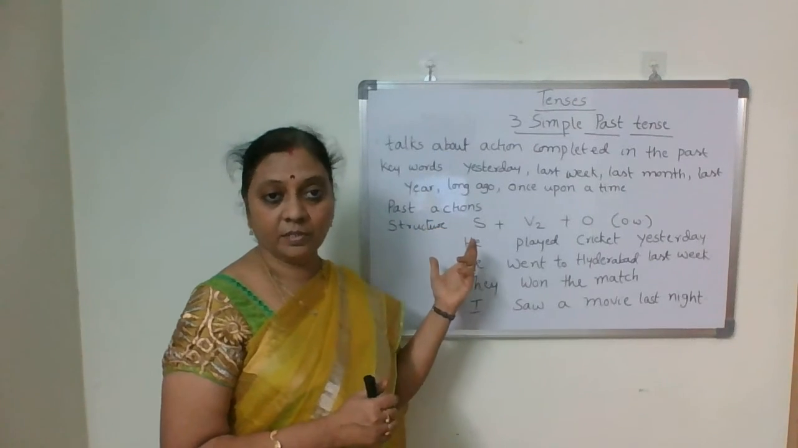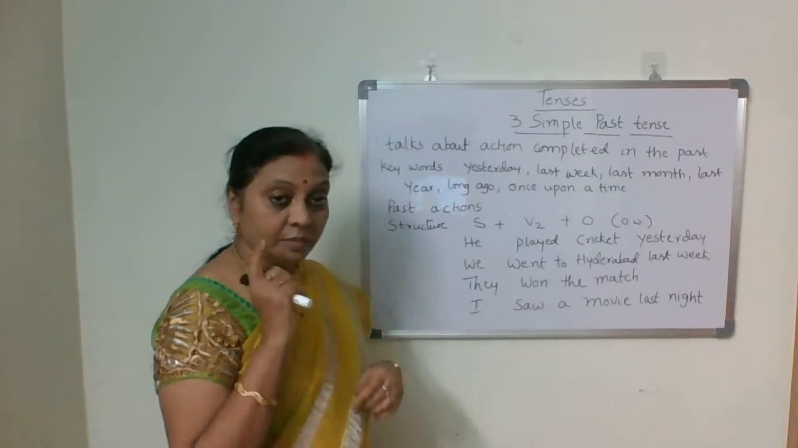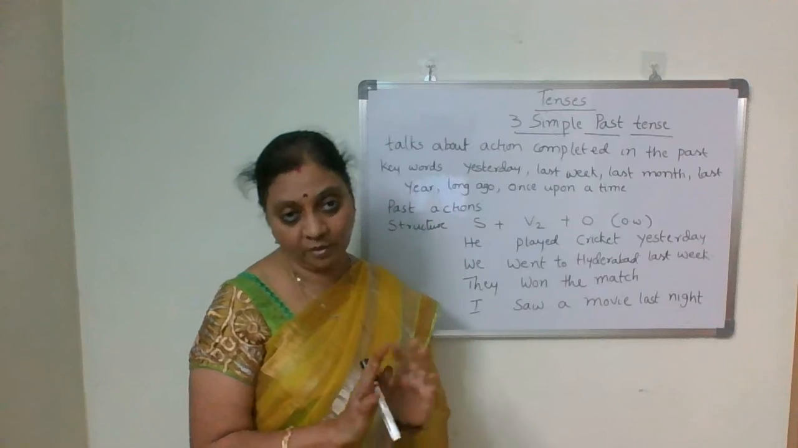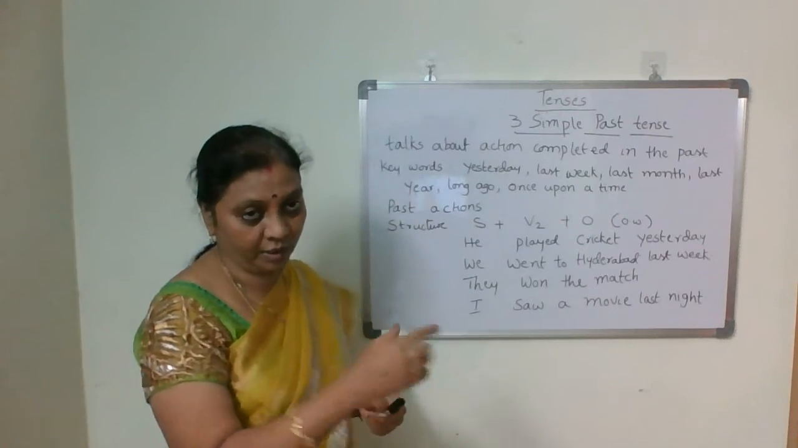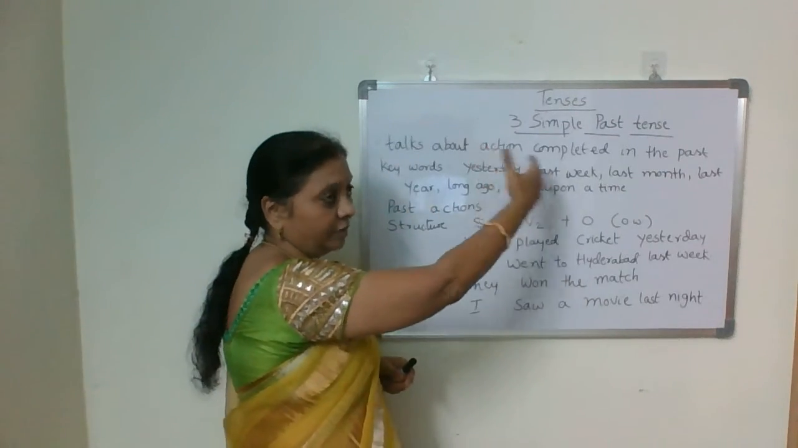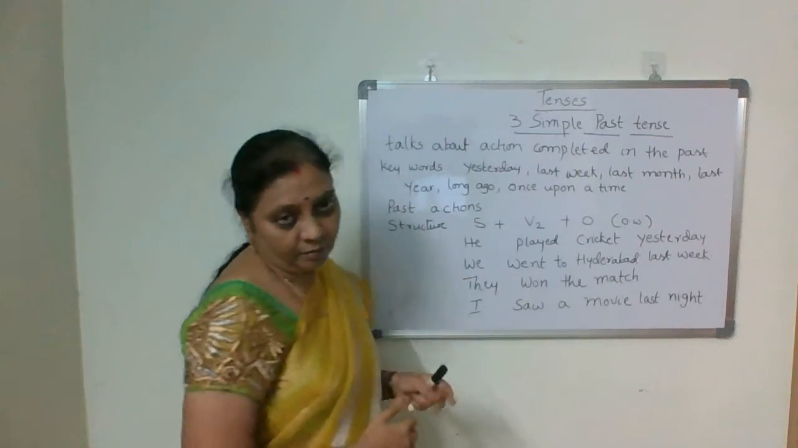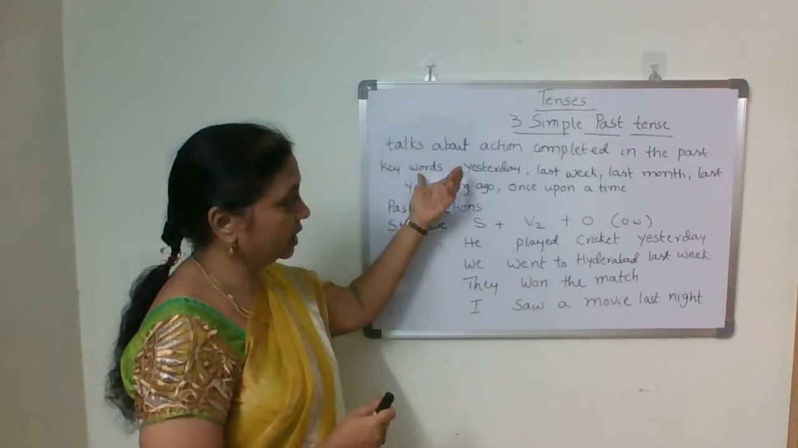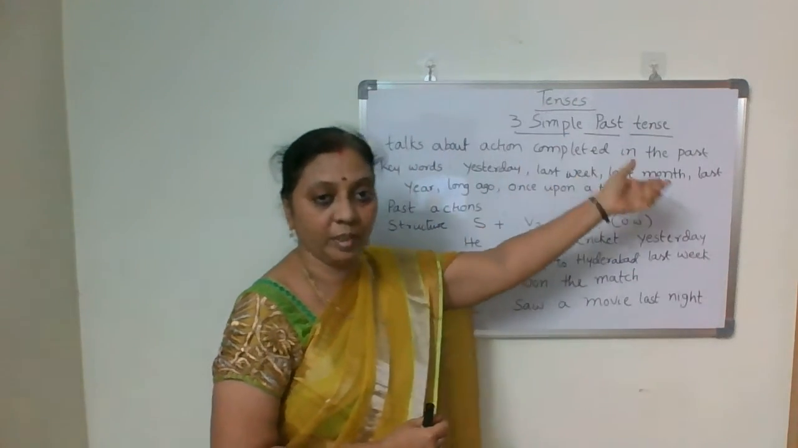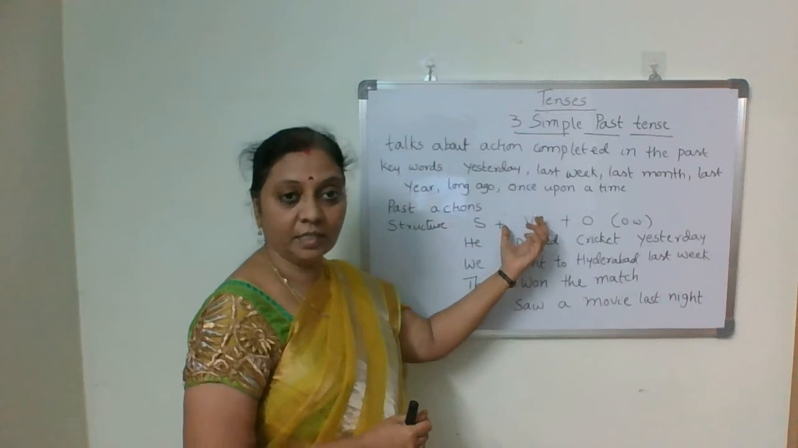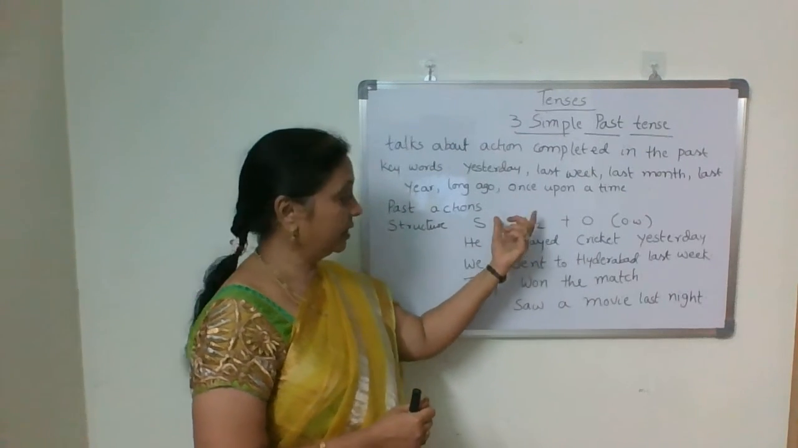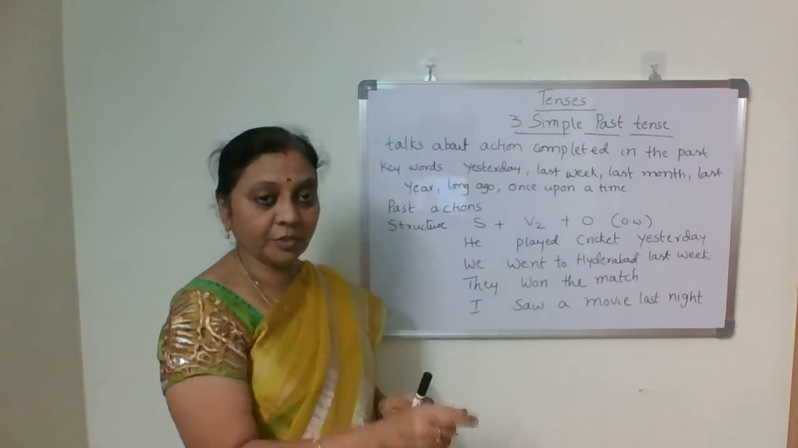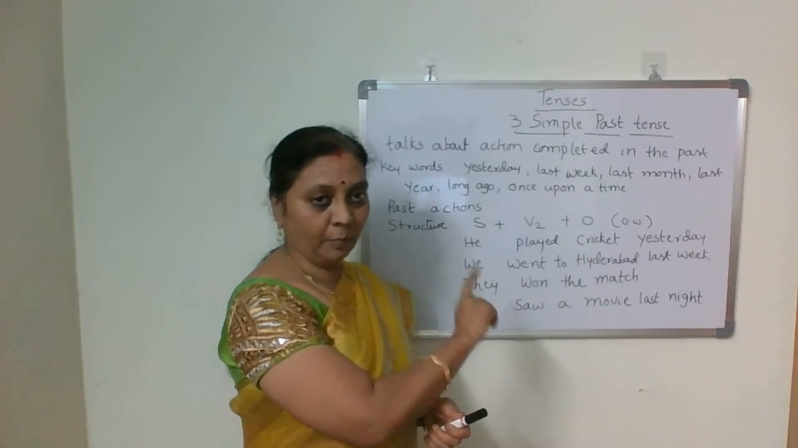Then what is the structure for this? Subject plus V2 plus object, or any other words. Okay, V2 is important here. If you take the conjugation of verbs, present, past and past participle, that is V1, V2, V3. Now in this simple past tense, it is represented by V2. We have to take the middle column. Those words we have to use in simple past tense.